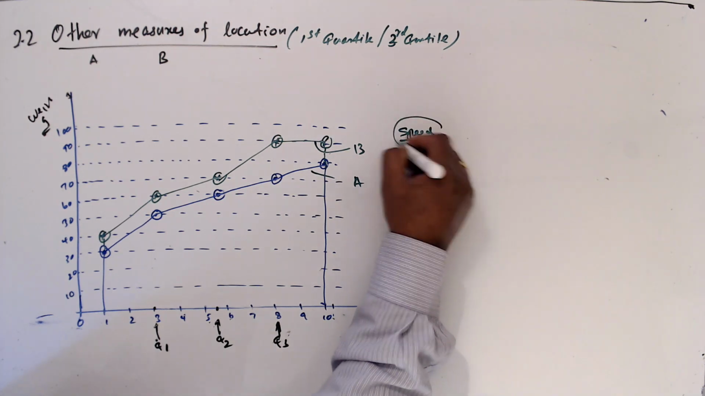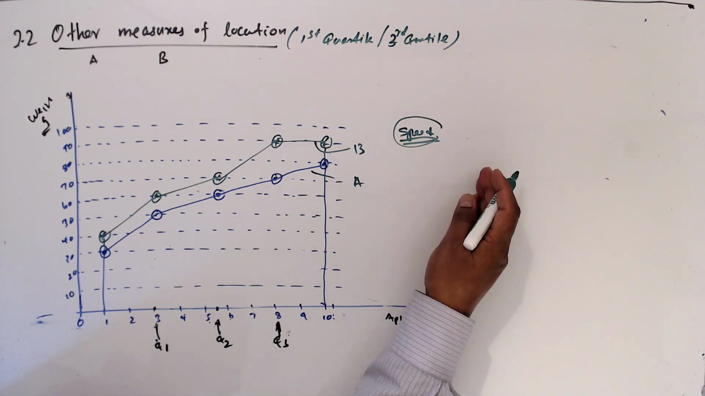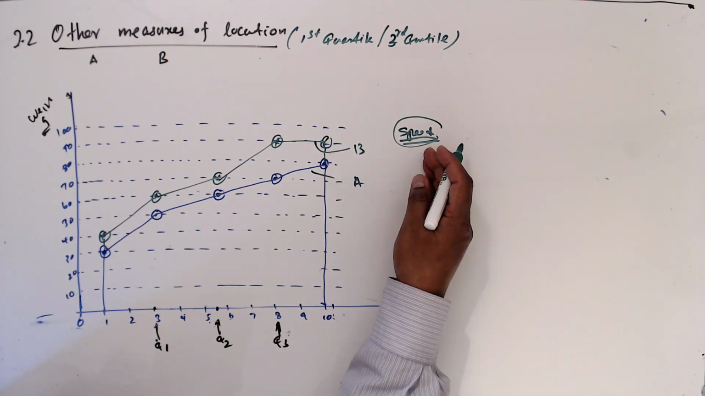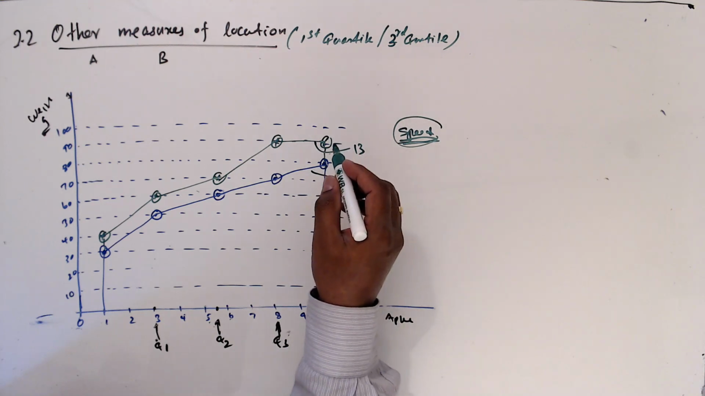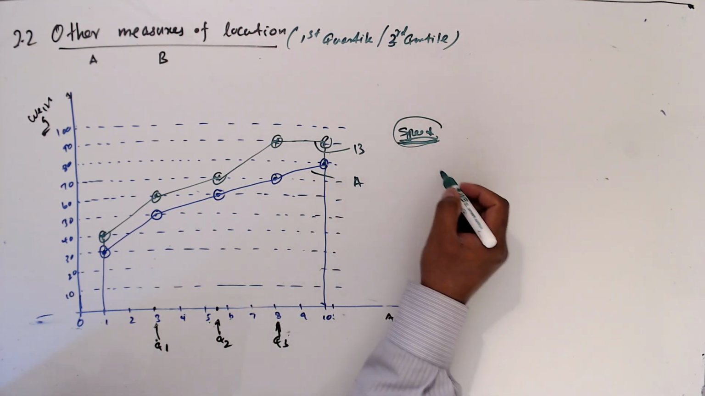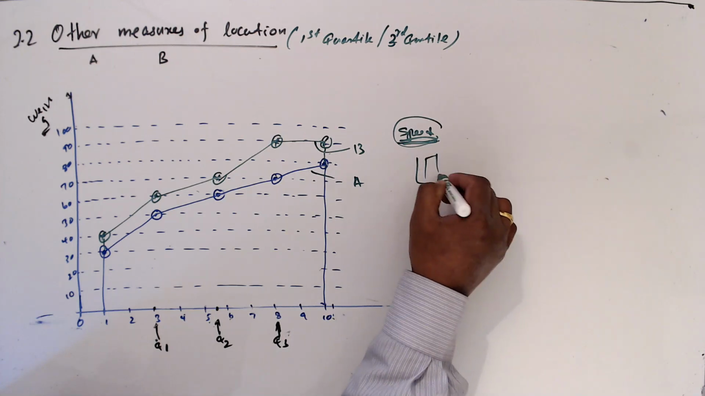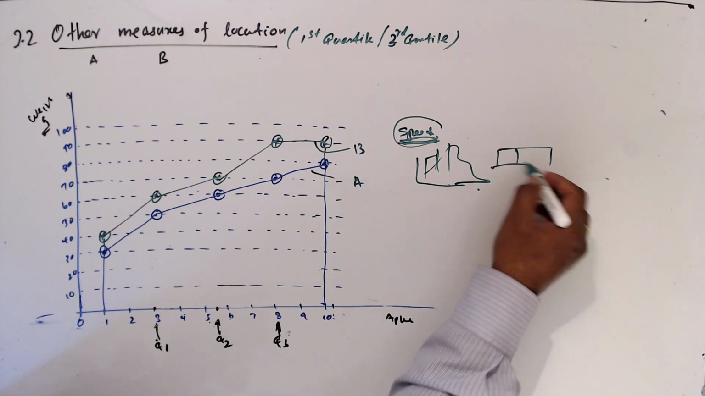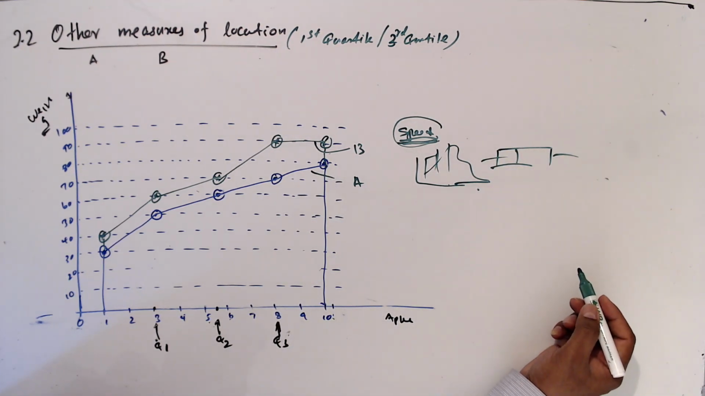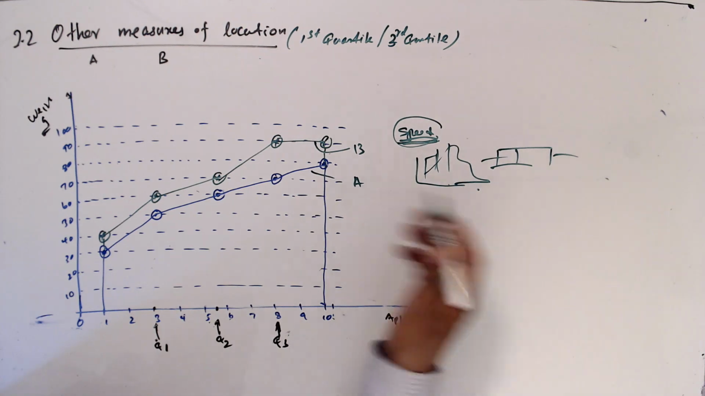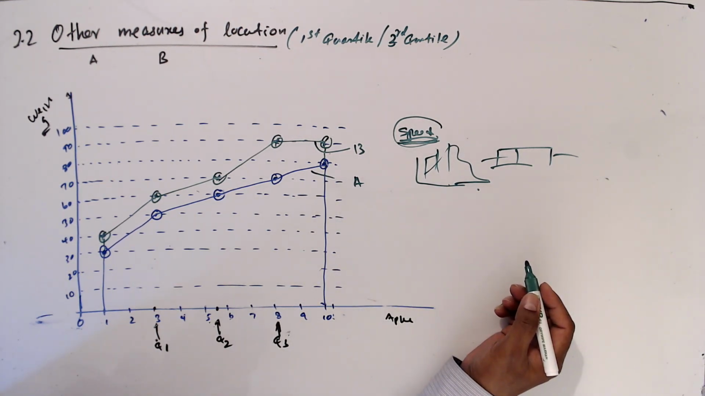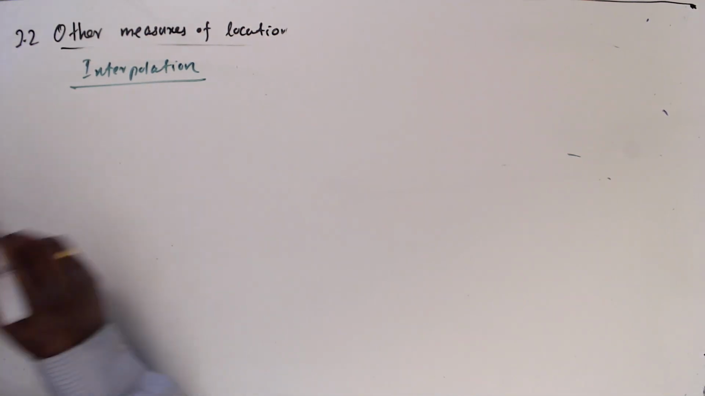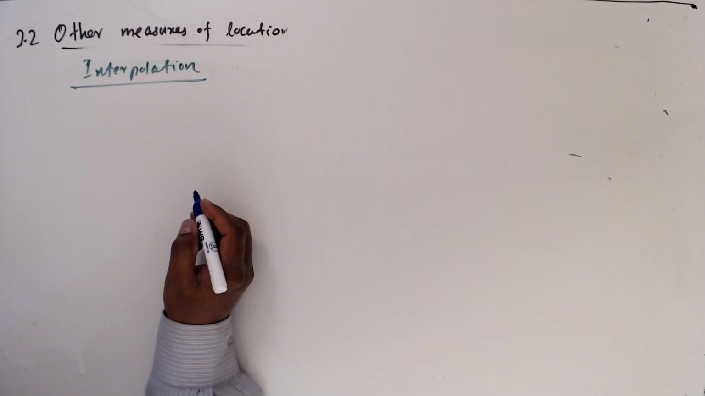Spread will be the next one or two lessons: measure of location and measure of spread, and then histograms, polygons, and then the box plot, right? They are a better version of it. Now next we will discuss interpolation. So this topic is interpolation. So we'll discuss this idea very simply.